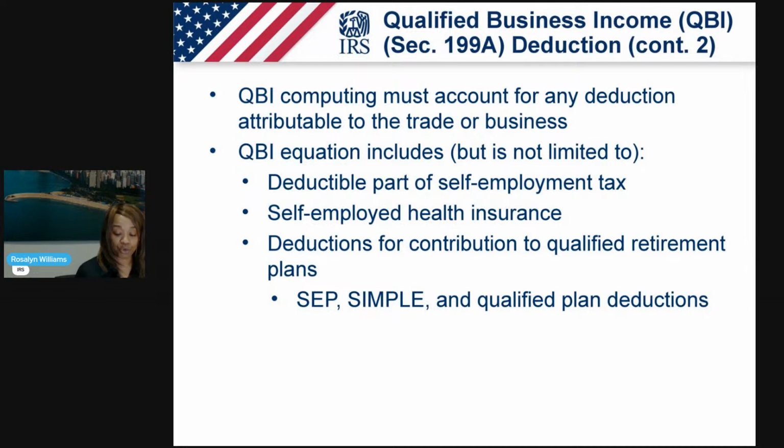Generally, in computing QBI, business owners must account for any deduction attributable to the trade or business. This includes, but is not limited to, the deductible part of self-employment tax, self-employed health insurance, and deductions for contributions to qualified retirement plans, such as the Simplified Employee Pension, also known as the SEP plan, the Savings Incentive Match Plan for Employees of small employers, also known as SIMPLE, and qualified plan deductions.